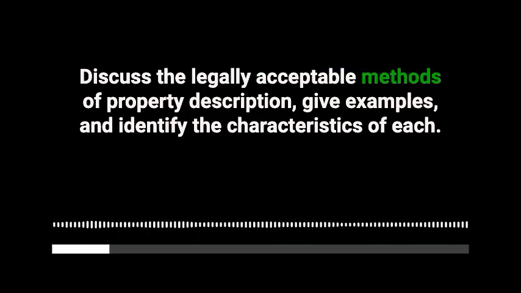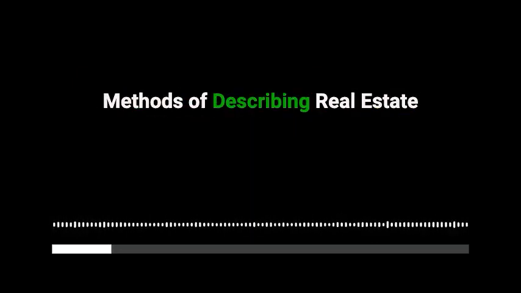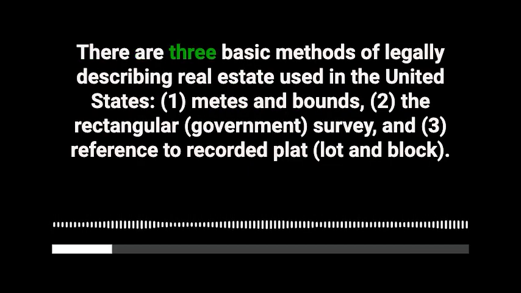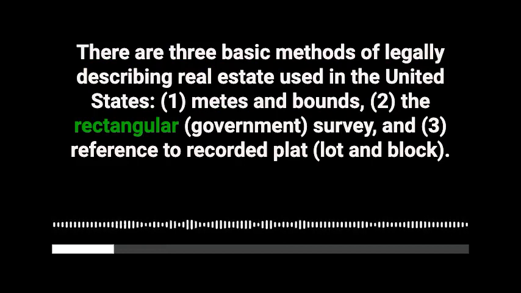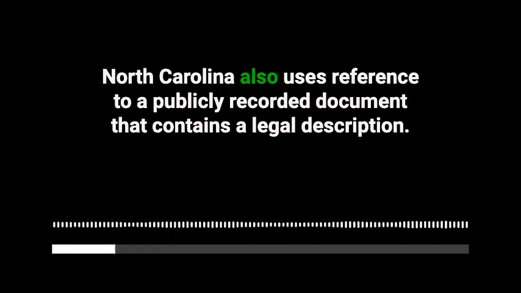Learning objective. Discuss the legally acceptable methods of property description, give examples, and identify the characteristics of each. Methods of describing real estate. There are 3 basic methods of legally describing real estate used in the United States: metes and bounds, the rectangular survey, and reference to recorded plat. North Carolina also uses reference to a publicly recorded document that contains a legal description.